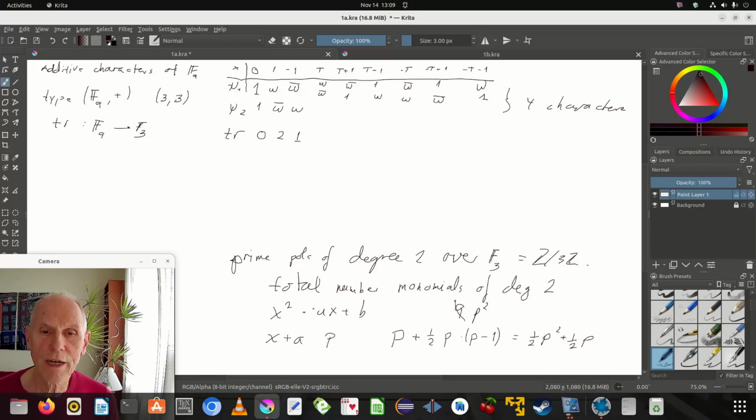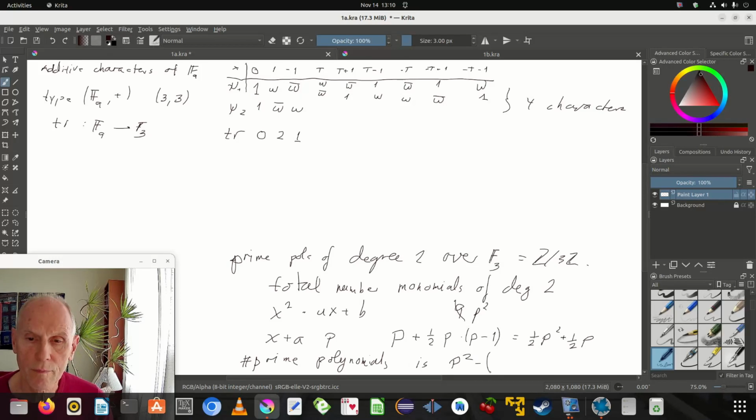And we have p squared polynomials altogether. That means the number of prime polynomials is half p squared minus half p. So that's p minus 1 over 2.